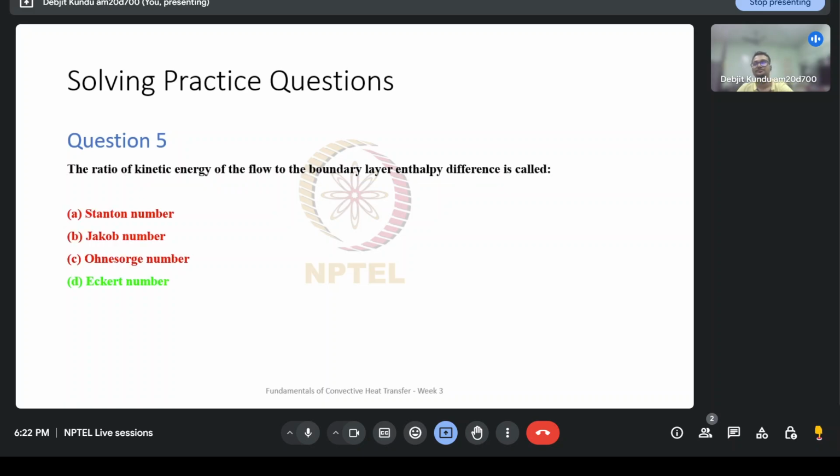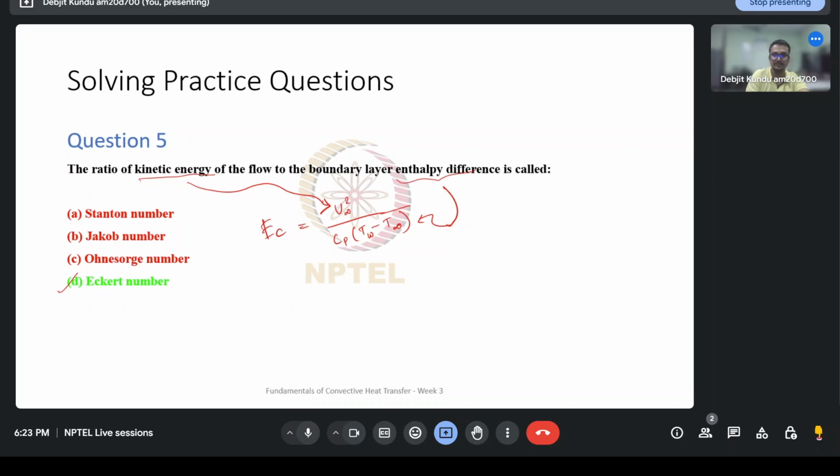And the correct answer is option D, Eckert number. So we have come across this number earlier. So Eckert number, we found it as U infinity squared divided by Cp into T wall minus T infinity. So this basically represents the enthalpy difference, and this U squared represents the kinetic energy in the numerator. Right. Okay. So simple question.